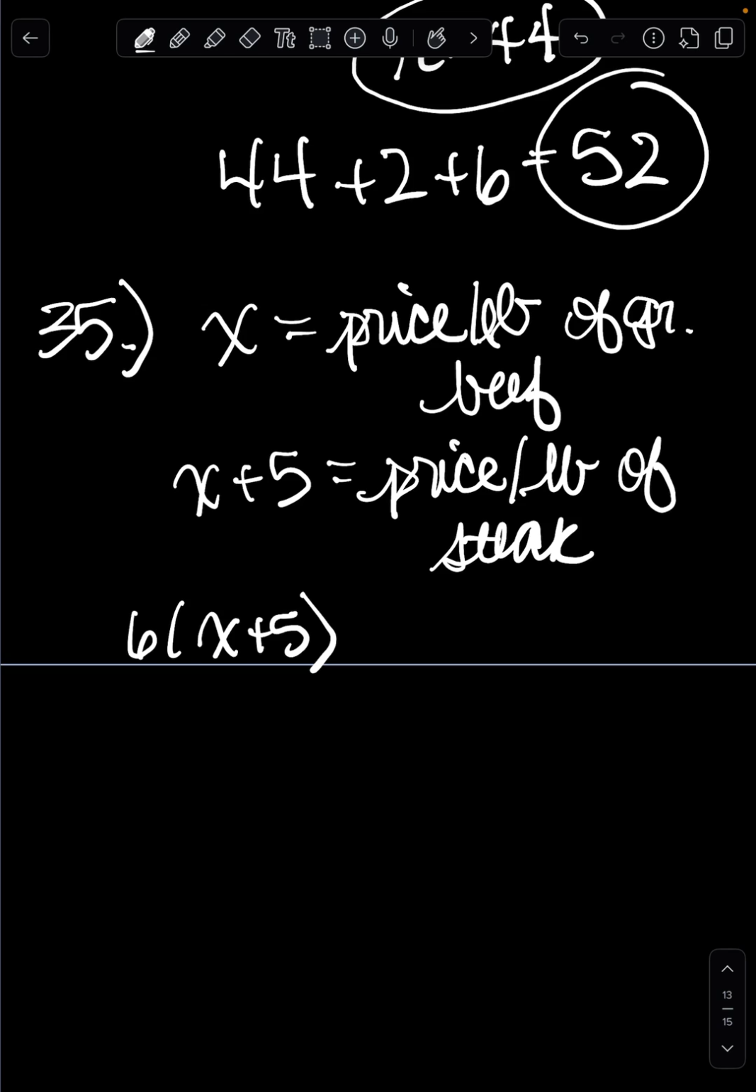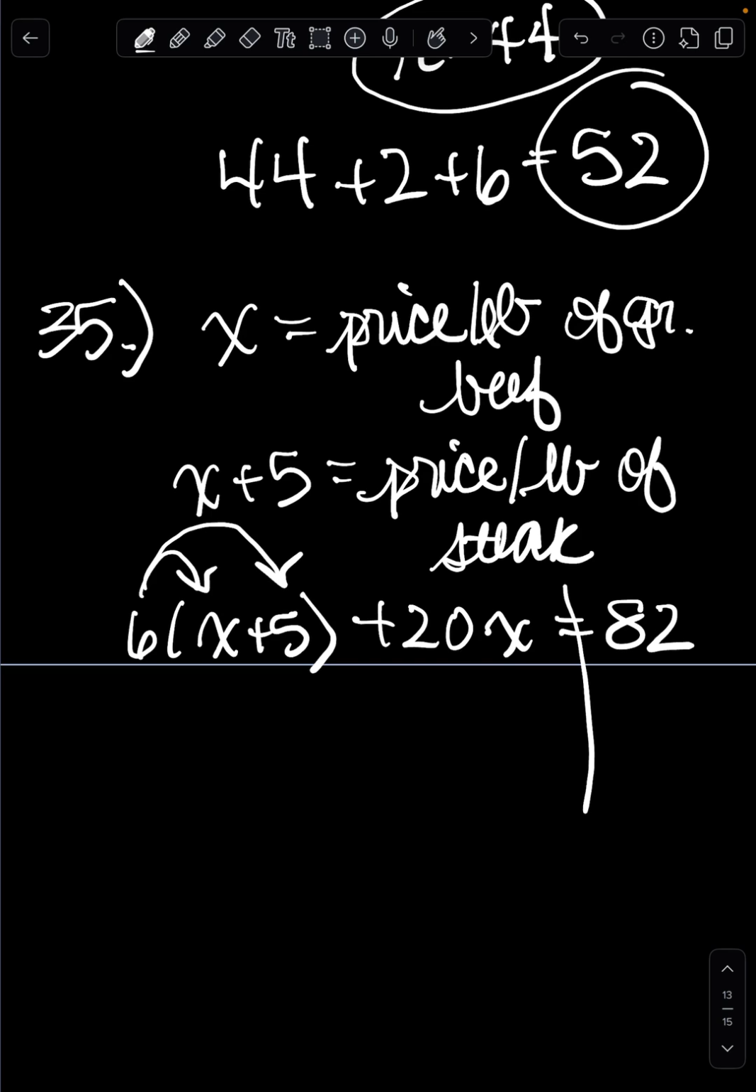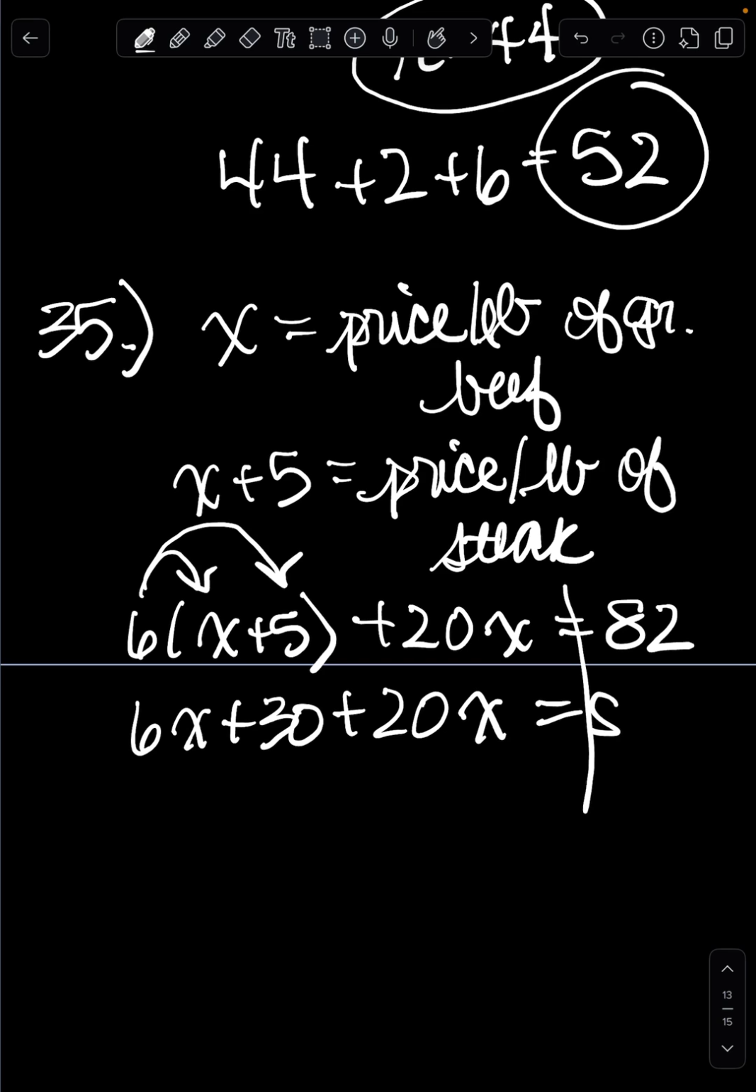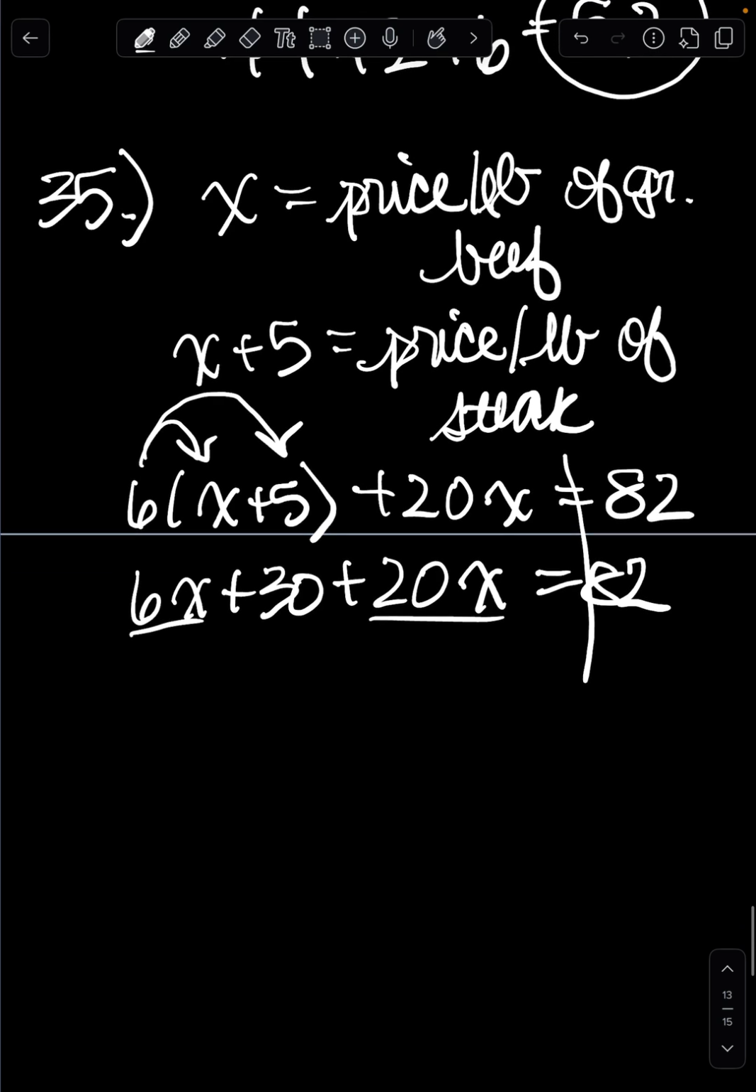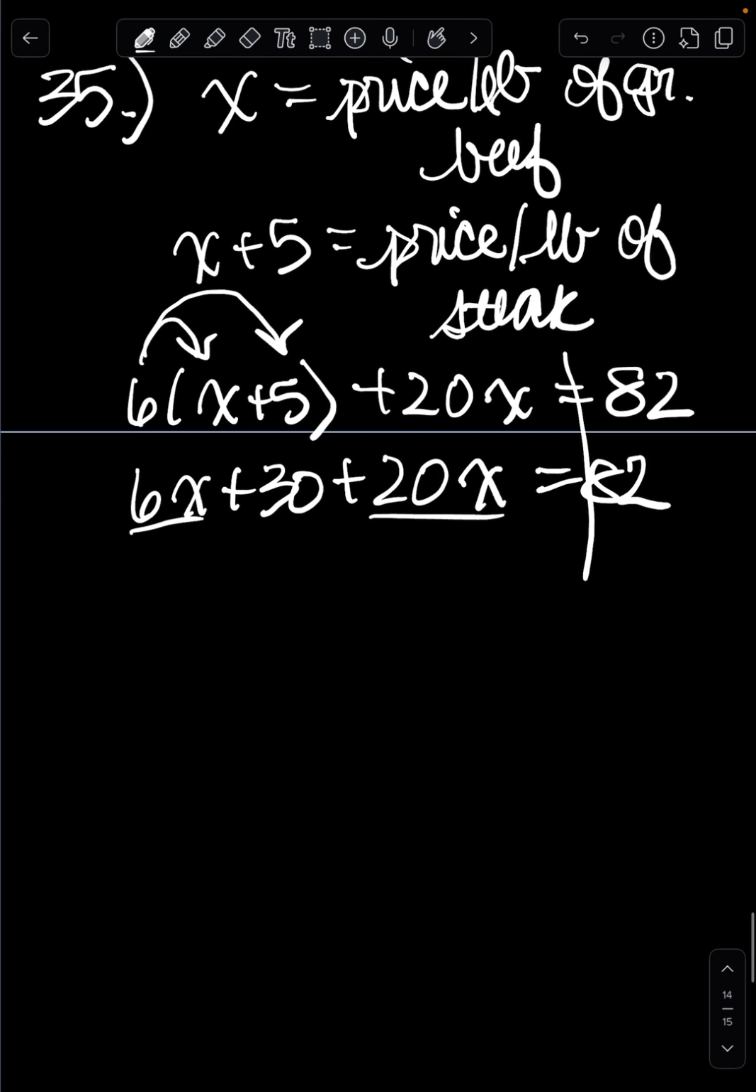And what else? 20 pounds of ground beef. That's going to be 20x. And the total bill is $82. Okay, here's my equal sign. I've got some like terms on the left side I need to combine before I do anything else. Let's distribute to get rid of parentheses. 6x plus 30 plus 20x equals 82. Still going, like terms. Before I do any of the solving, inverse operations, any of that jazz, I need to clean up all my like terms on the same side of the equal sign. That means I've got 26x plus 30 equals 82.